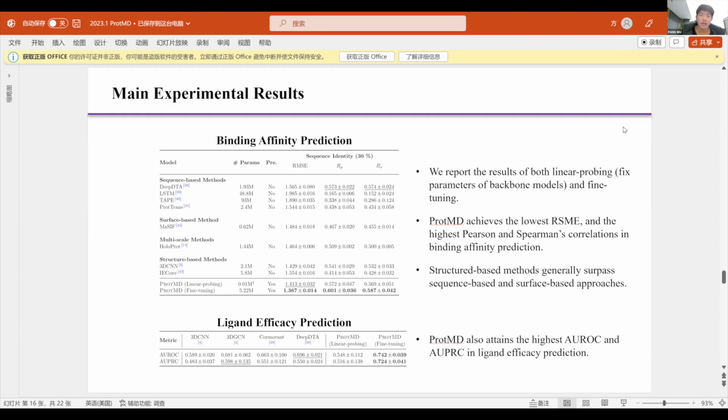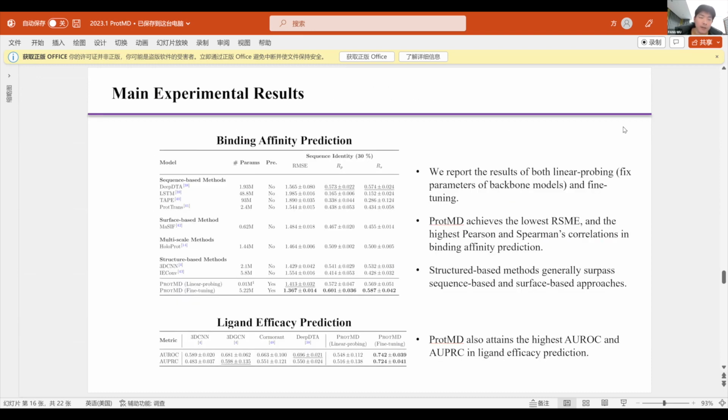So the main result is posted here, and we report for the binding affinity prediction. We report the results of both linear probing and fine tuning, and it can be found that ProtMD achieves the lowest RMSE and highest Pearson's and Spearman's correlations in this task. And also interestingly, structure-based methods generally surpass the sequence-based and surface-based approaches. And for the ligand efficacy prediction, our model also attains the highest AUROC and AUPRC.